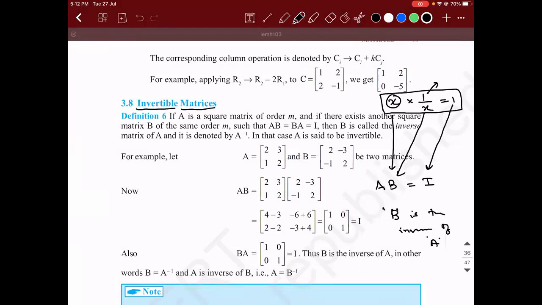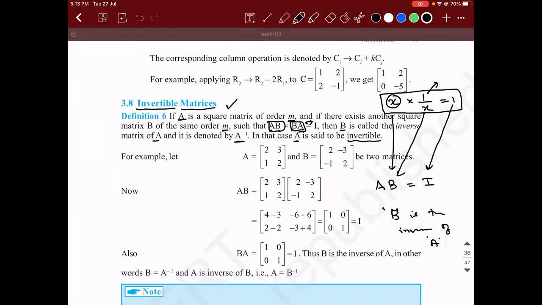For example, if I have A as a square matrix of order m, and there is another square matrix B of the same order m, then the product AB is feasible because it's of the same order, and the product BA is also feasible. If both these products give the same identity matrix of the same order, then B is said to be the inverse of A and it is denoted by A inverse. In that scenario, you can say A is an invertible matrix. That is the heading.